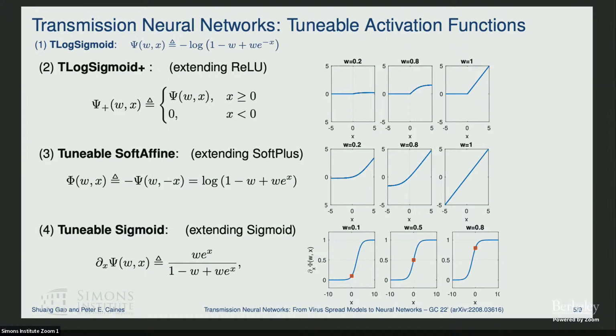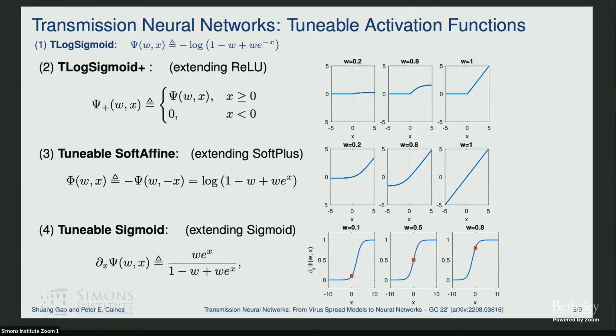And it has this very nice form. It looks like a softplus function with some offset, which can have negative output. And then the last activation function is a tunable sigmoid function, which is the partial derivative of the T-log sigmoid with respect to x.